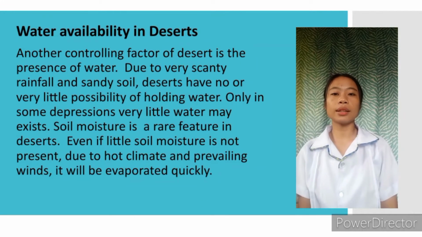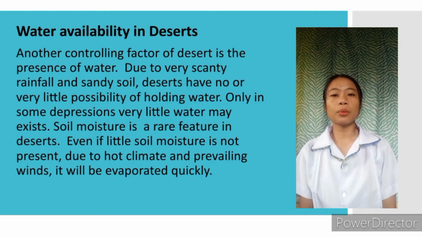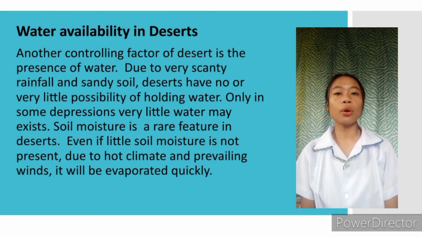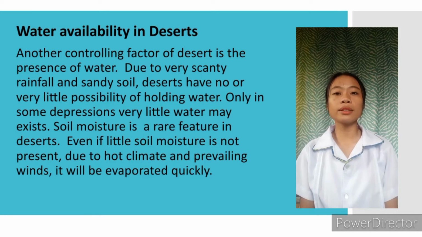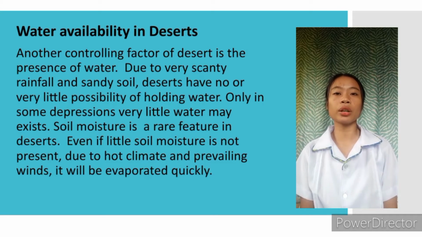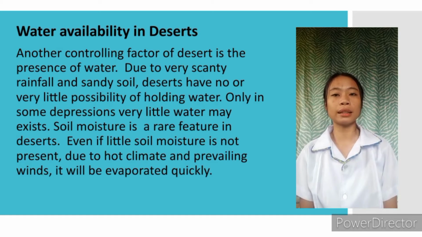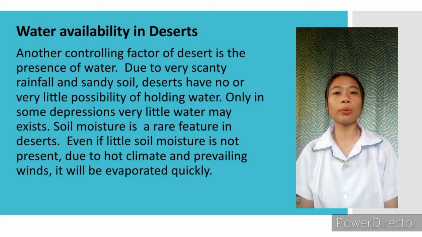Water availability in desert. Another controlling factor of desert is the presence of water. Due to very scanty rainfall and sandy soil, deserts have little or no possibility of holding water. Only in some depressions may very little water exist. Soil moisture is a rare feature in desert, and even if a little soil moisture is present, due to the hot climate and prevailing wind, it will be evaporated quickly.